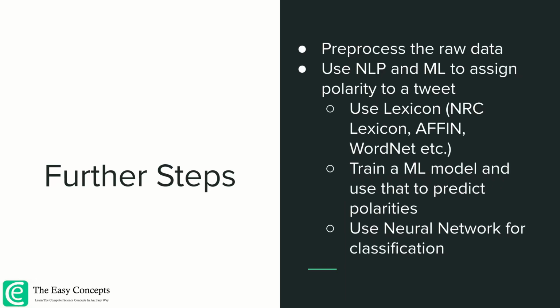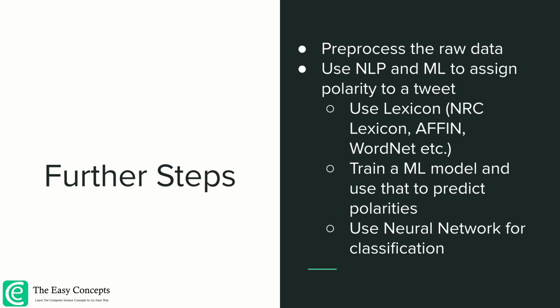Alright. Now the last step of the process is to find a suitable way of finding sentiments. So I have shown some ways here. You can either use a lexicon or ML algorithm or neural network. If you use a lexicon like NRC lexicon, Affin lexicon, WordNet, etc., you need to use an already built list of words called a dictionary or lexicon that contains some words and their associated sentiments. So basically you are given a list of words and there is some sentiment associated with those words.